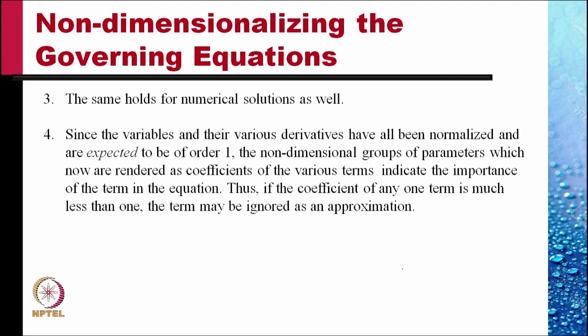Since the variables and the various derivatives have all been normalized and are expected to be order 1, the non-dimensional groups of parameters, which now are rendered as coefficients of the various terms, indicate the importance of the terms in the equation. Thus, if the coefficient of any one term is much less than the other, that term may be ignored as an approximation. This is an idea that we develop again a few lectures later.